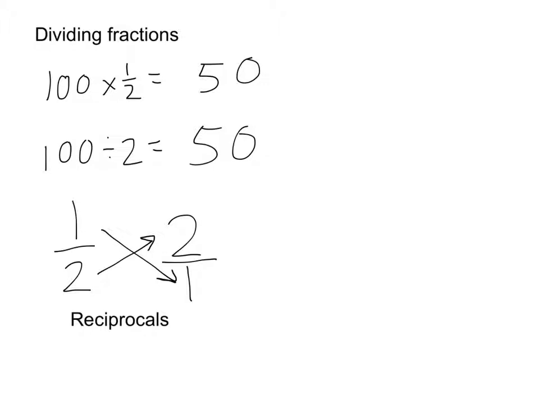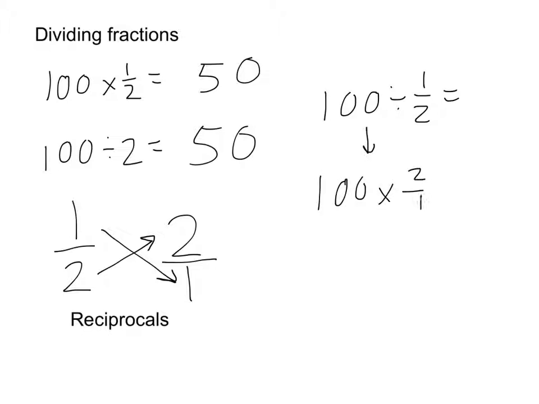So looking at these reciprocal relationships, we can also make a conclusion about dividing by fractions. Here we multiplied by a fraction and divided by its reciprocal. So basically we flipped these over and we got the same result. So if I were to ask you instead 100 divided by 1/2, we could make the conclusion that that's the same as saying 100 times the reciprocal, 2 over 1. This makes dividing a lot easier.